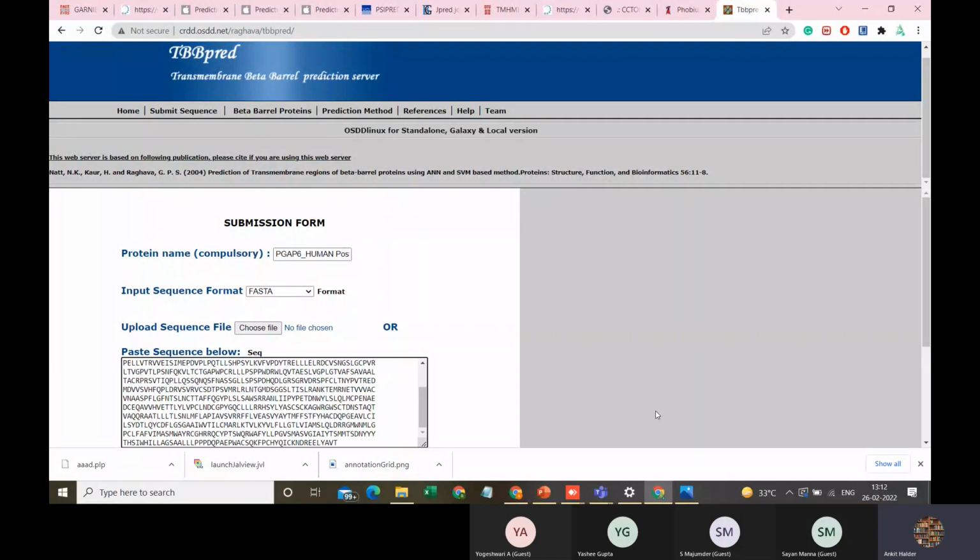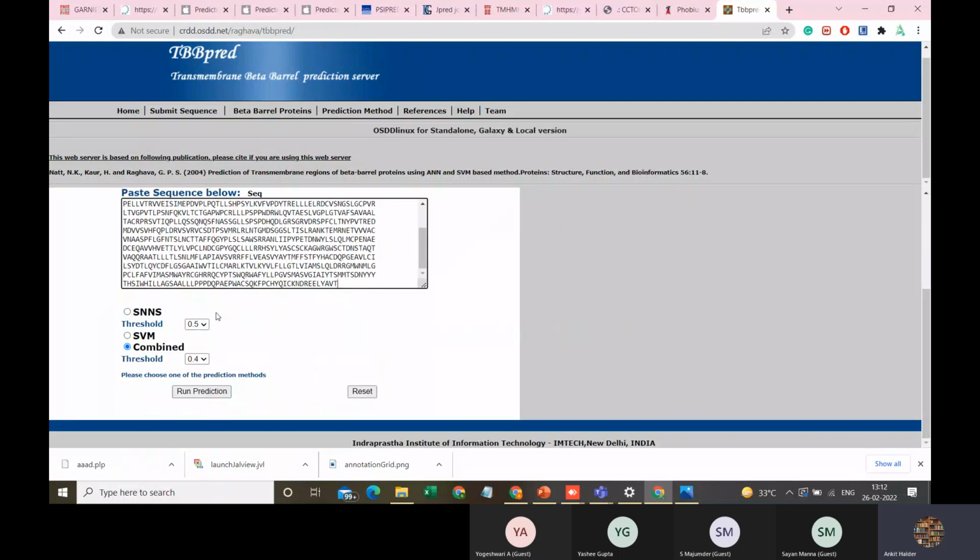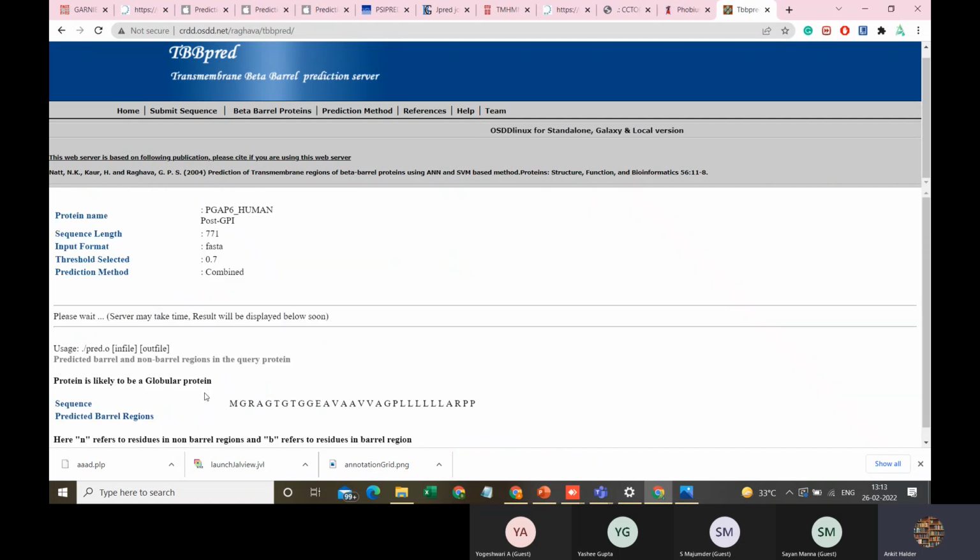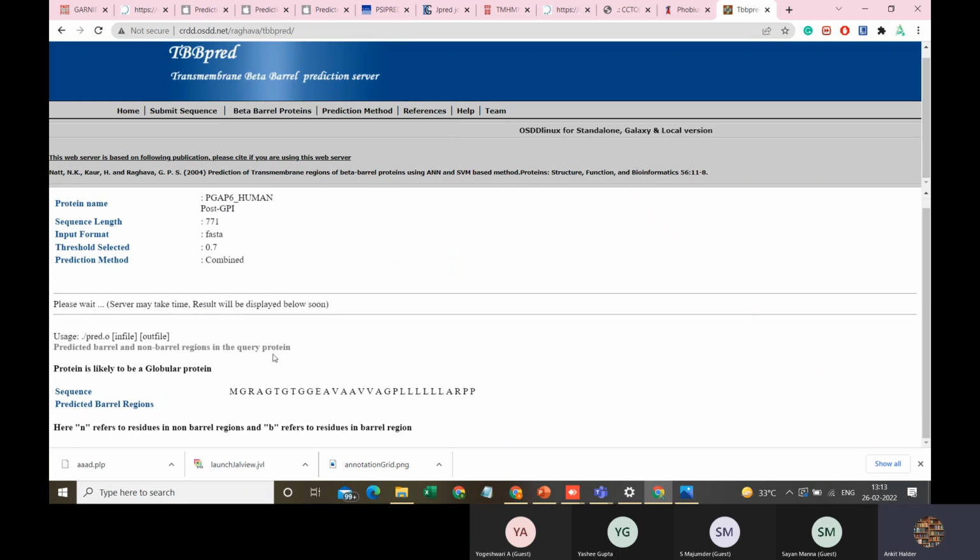We will paste the sequence here. So now you can see that you have an option of what to use: only neural network based, ASVM, or combined. You can also use different kinds of threshold. So we are using the combined. Here you can see that the protein is likely to be a globular protein.